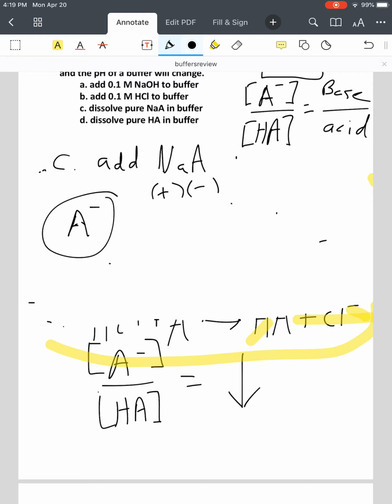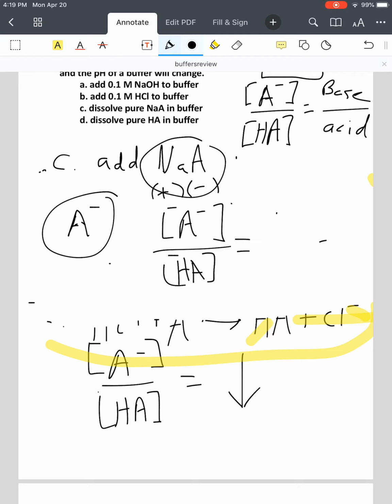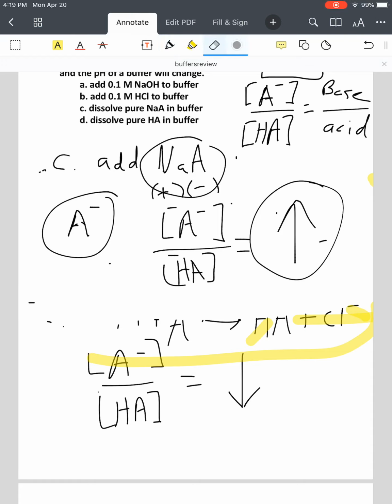Since we're producing A minus by the dissolution of this salt, it makes sense that the concentration of A minus is going to what? It'll increase. Now, maybe the HA goes up a little bit in response to that, but I think here that ratio is bound to increase. And likewise, for D, it seems like we're doing the opposite in D.